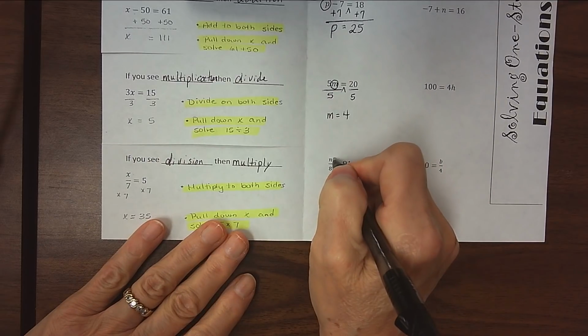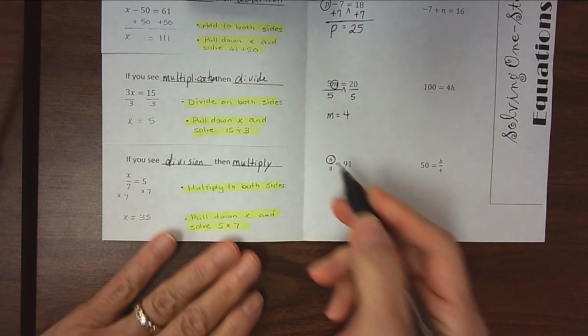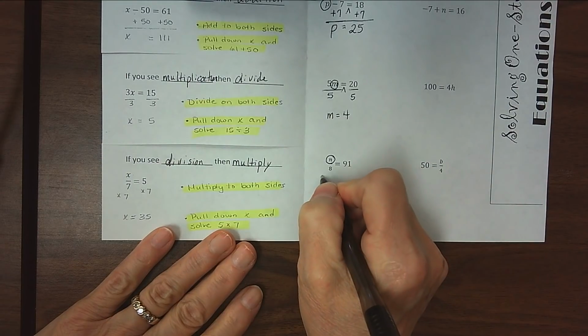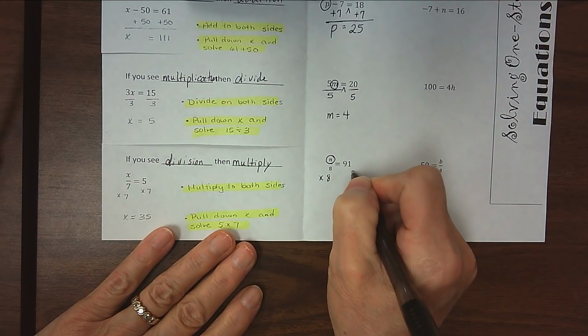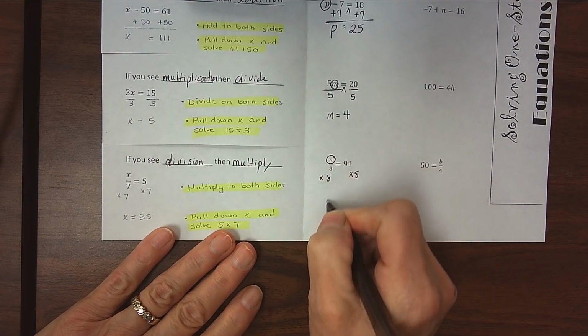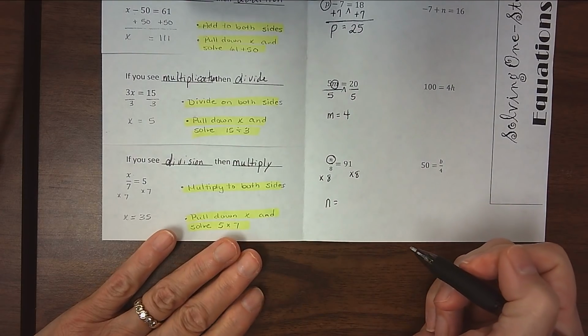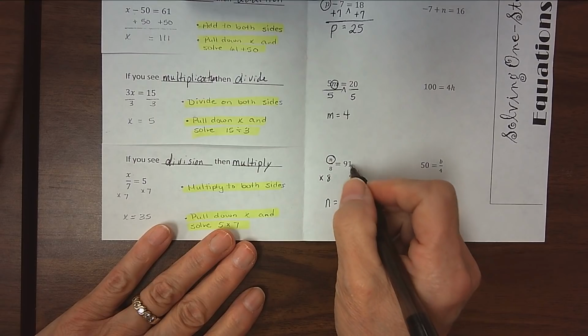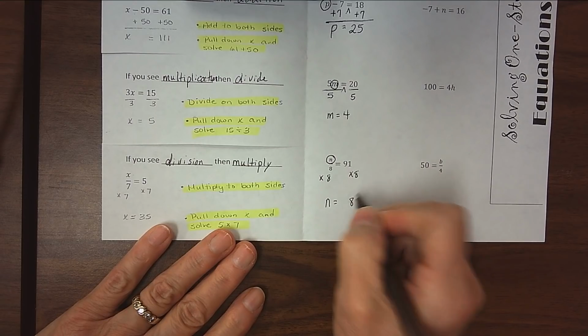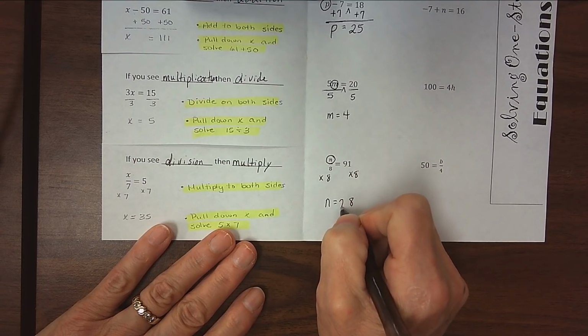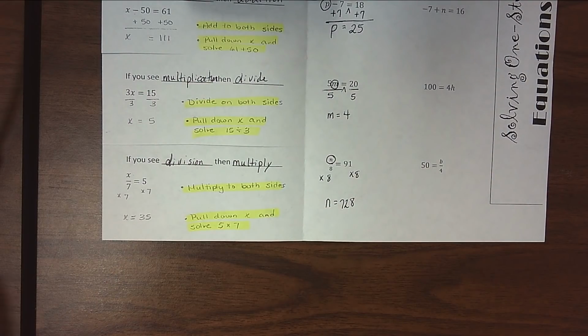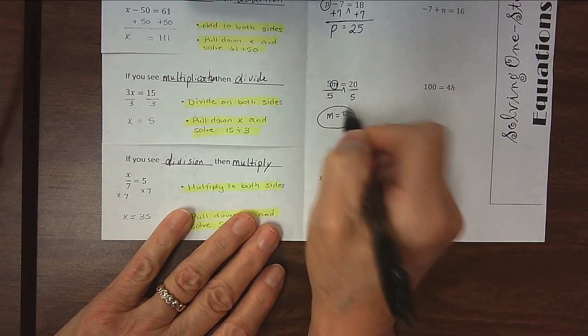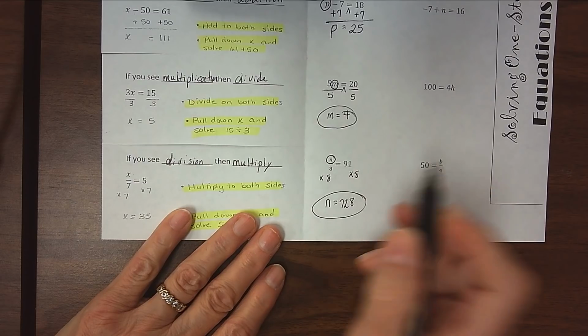All right, let's look at an example. So I want this n all by itself. This is n divided by 8. The opposite operation for dividing by 8 is multiplying by 8. Pull down the variable, n, and do this multiplication problem, 91 times 8. Well, 8 times 1 is 8, and 9 times 8 is 72, so that's 728. Again, these are our answers. These were the numbers we were going for.